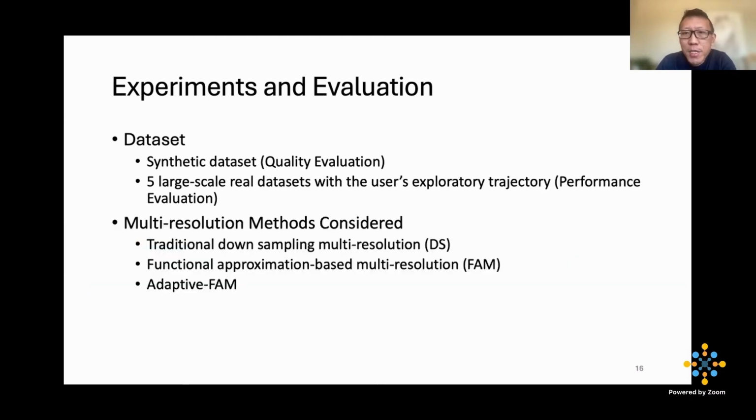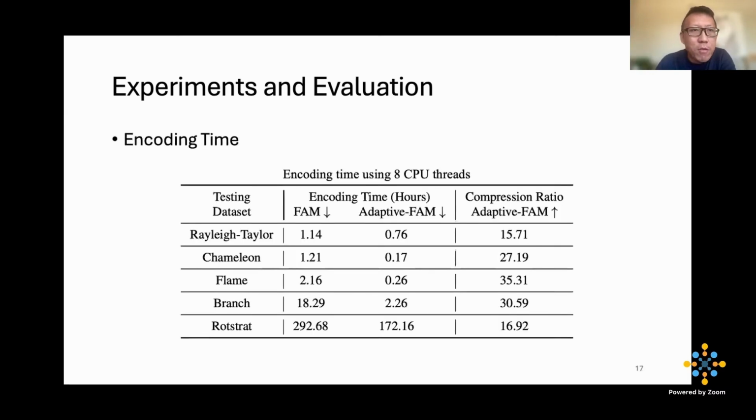So we compare the quality and the performance metrics among several multi-resolution solutions. The first is downsampling, which is the traditional way of doing multi-resolution. Second, the FAM, which is the functional approximation-based multi-resolution, where the encoding parameter is fixed for every level of detail. Third is our proposed adaptive FAM, where the encoding parameter is optimized by jointly considering the level of detail and the data itself. So let's start to look at some results.